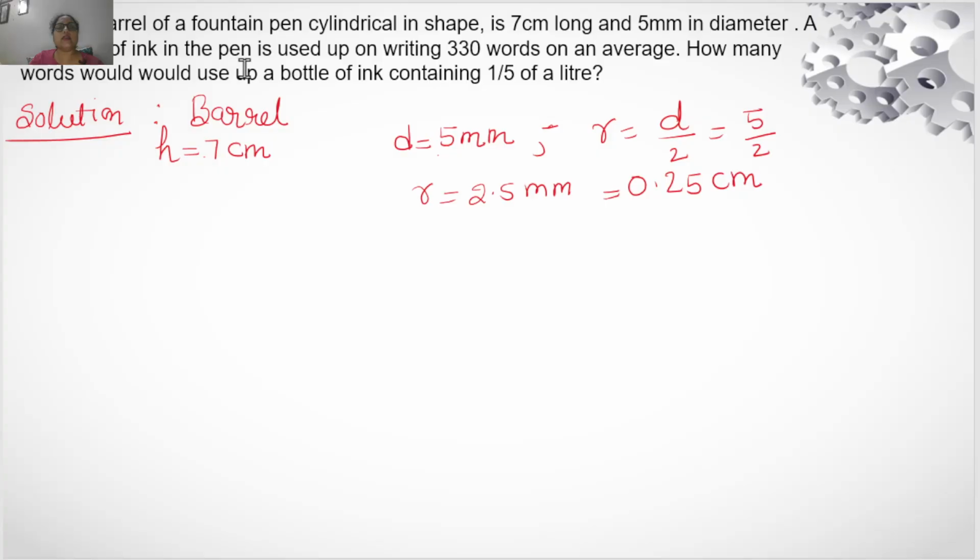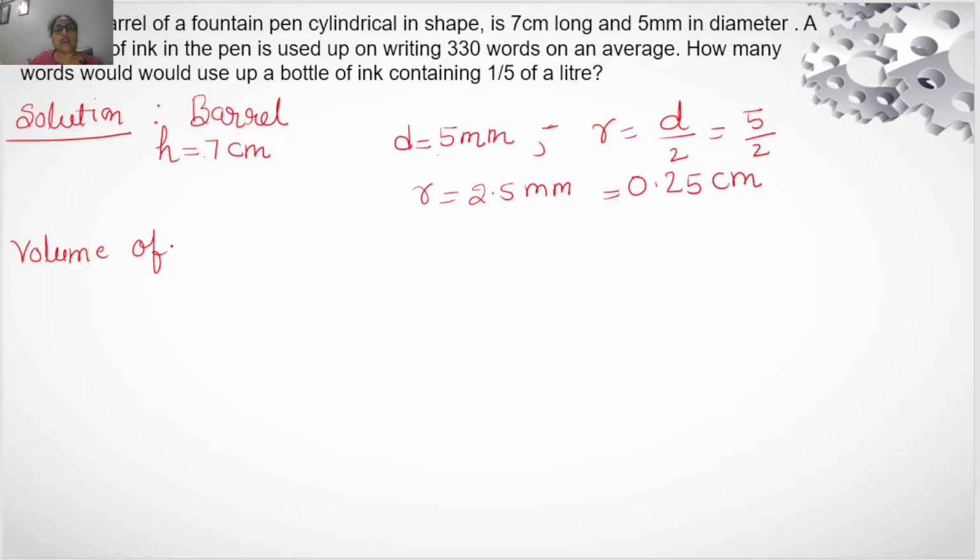Now, a full barrel of ink in the pen is used upon writing 330 words on an average. That means whatever amount of ink is filled in that, the volume of ink is able to write 330 words on an average. If that ink is liquid, you have to find out first of all the volume of ink which is filled in the barrel. After that you need to convert it into liter. Why? Because it is a liquid and liquid has to be changed into liter.